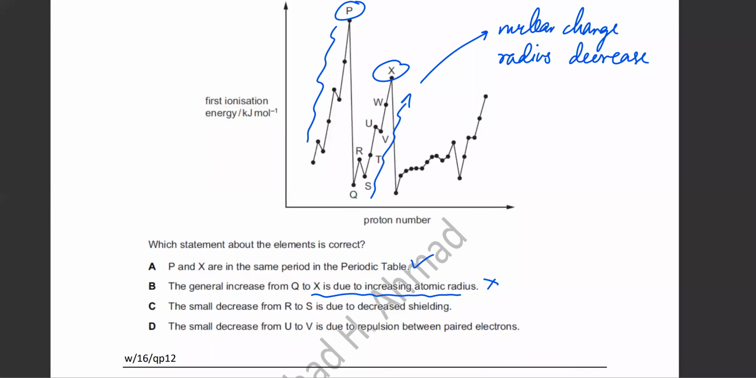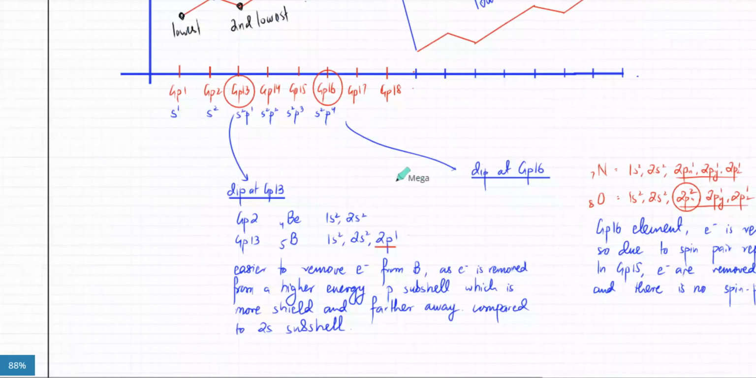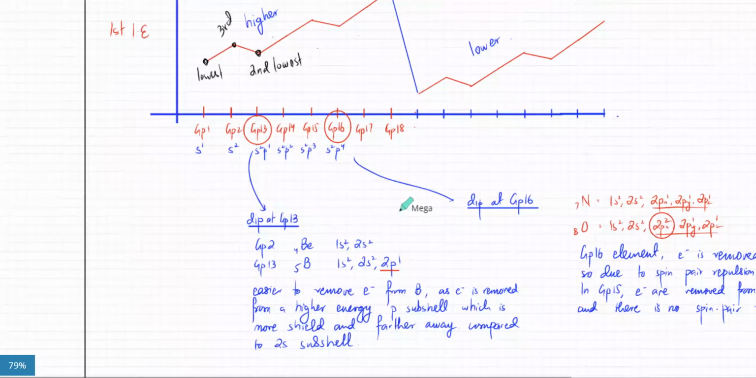The small decrease from R to S is due to decreased shielding. Where is R to S? It's the dip that happens at group 3. Why does the ionization energy at S at group 3 decrease? This one is the electron is in the p orbital, which is a high energy orbital, so it's easier to take it out from there. And the p orbital is more shielded, like you can kind of see over here. I'm not able to actually point it, or maybe I can. Just a second.